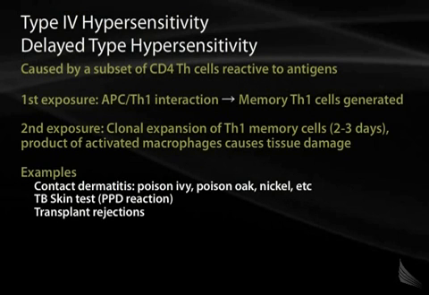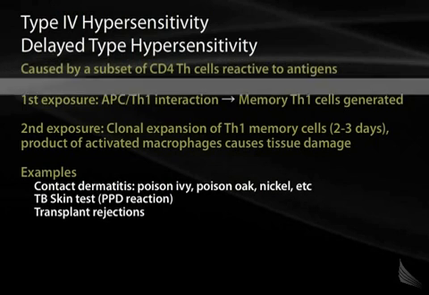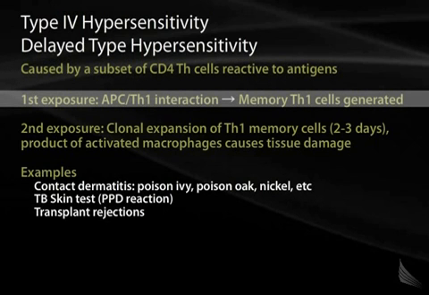Type 4 hypersensitivity, or delayed type hypersensitivity, is caused by a subset of CD4 T helper cells that are reactive to antigens, right? Again, normal immune response. In that first exposure, just like you see in type 1 hypersensitivity, you have creation of memory cells. In this case, instead of being a T helper type 2 interaction, it's a T helper type 1 stimulation. So instead of getting humoral immunity, you get cell-mediated immunity. At the end of this primary response, you have memory Th1 cells that are generated.